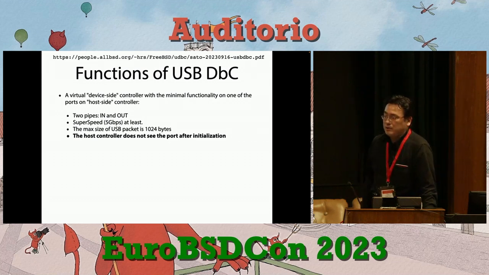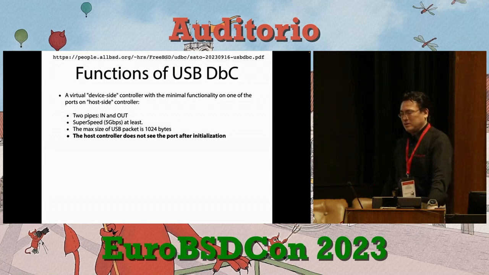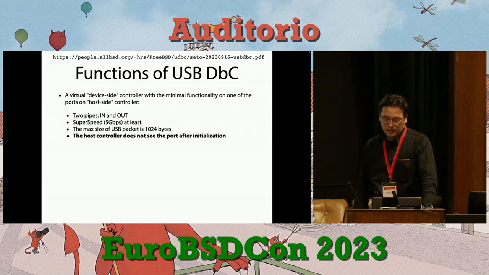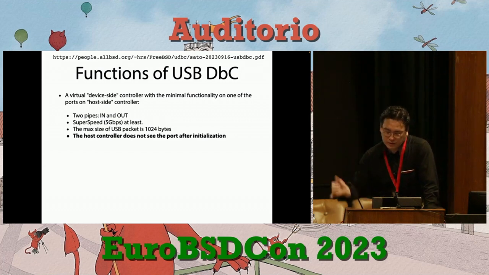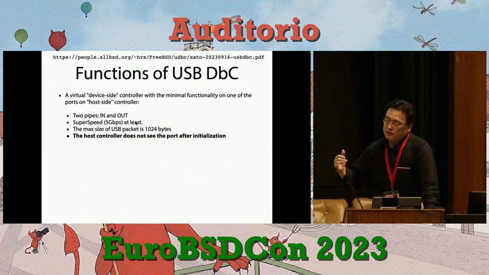That has minimal functionality because usually such a function is not required for a USB host. And one of the ports can be converted to the device side function. And this device can be seen from another box as a normal USB device, but that device has two pipes, so a virtual serial connection between the host controller and device controller is explained in this slide. This is a pipe and an endpoint. So two pipes, in and out. In and out means the direction. So the device can send data from the device to the host, and the host can send to the device. So bidirectional communication can happen.